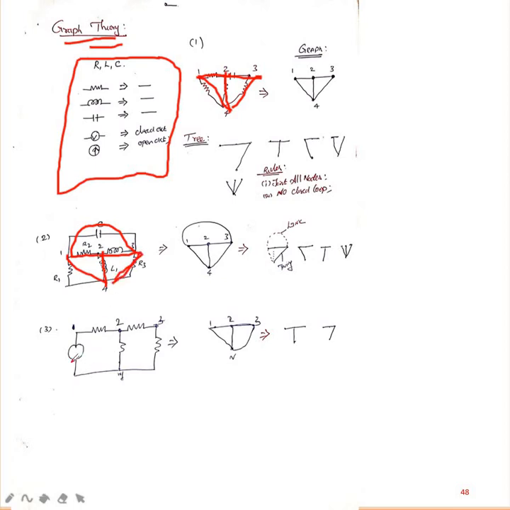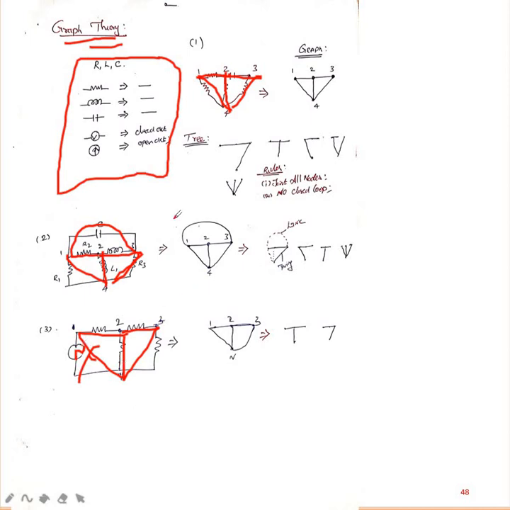What is this one? If this is a voltage source, okay, I can connect it. Suppose it is a current source, what do you want to do? Don't connect. That's all. This line, don't connect.